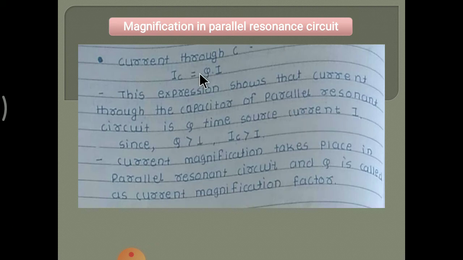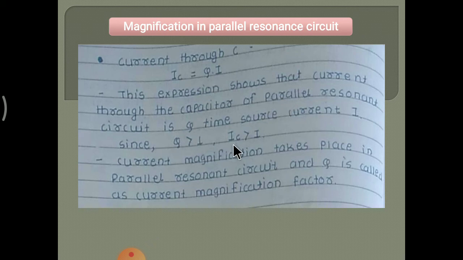Means IC, the current through the capacitor, is also Q times the total current I. And in that expression, this condition is satisfied when Q is greater than 1 and IC is greater than I. This IC is greater than I and Q is greater than 1.